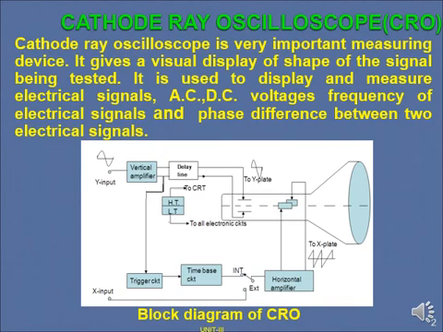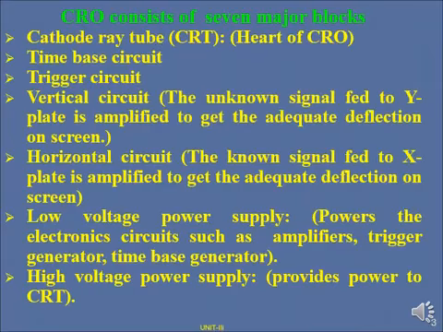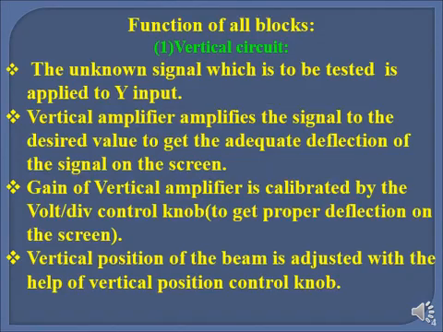There are 7 major blocks in the CRO, that is CRT, time-based circuit, trigger circuit, vertical circuit, horizontal circuit, low voltage power supply and high voltage power supply. Now we will discuss the function of each block. First we will discuss the function of vertical circuit.